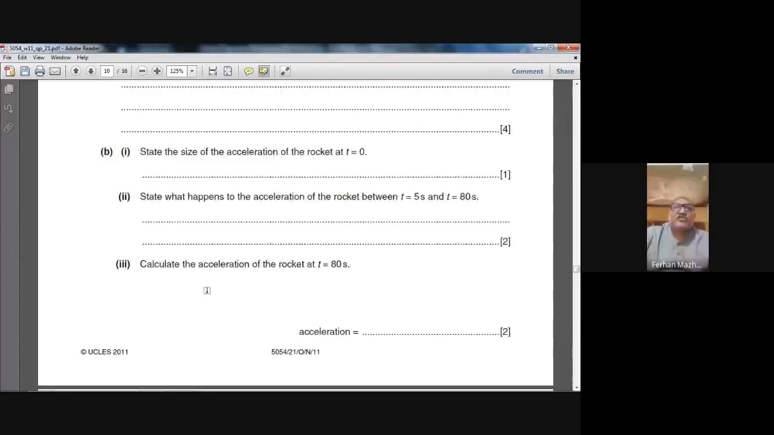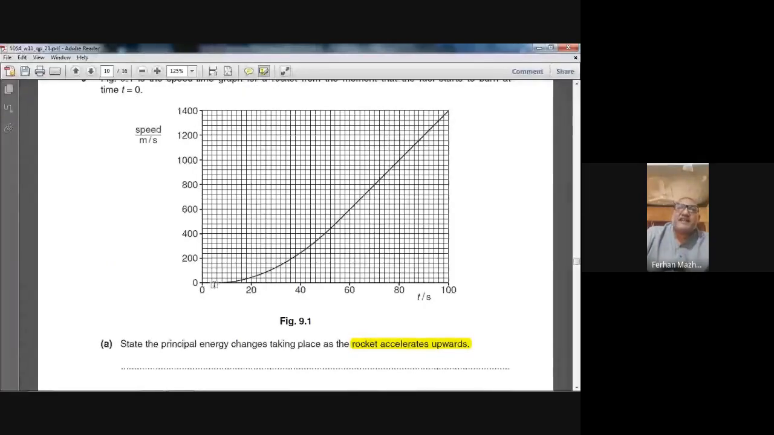Okay. Then the next question is: state what happens to the acceleration of the rocket between t equals 5 seconds and t equals 80 seconds. Look at the graph carefully. This is the time t equals 5. And from here, you see it has started accelerating. But the graph is a curve, so it means the acceleration is non-uniform. And then it becomes a line which has a constant gradient, which means that the acceleration has become uniform. So at the start the acceleration is non-uniform, and then the acceleration becomes uniform.